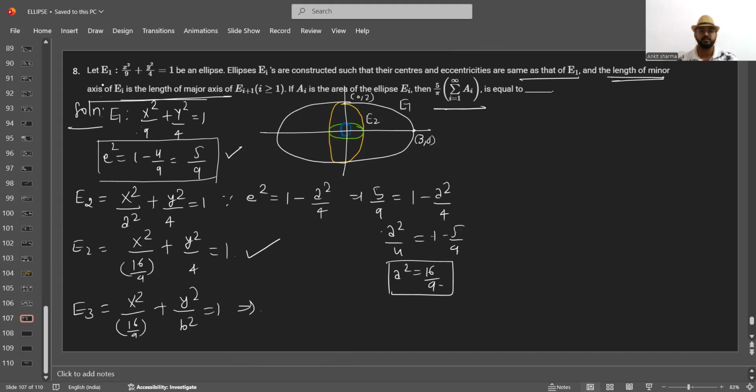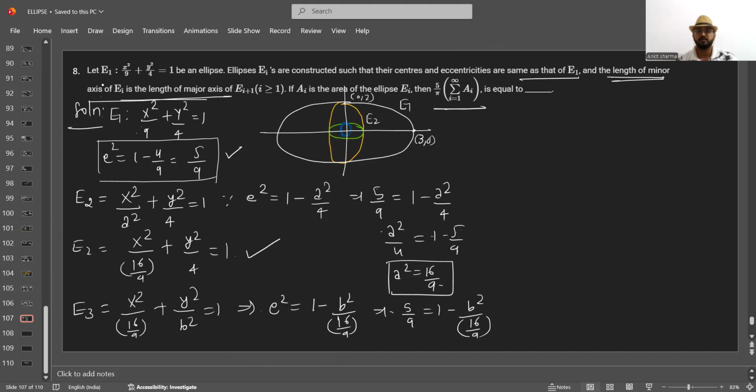Now again, same story, eccentricity is same. So E square is equal to 1 minus, now this ellipse is sitting on the x-axis, that means we have to reduce here B square over 16 by 9. That means I get 5 over 9 is equal to 1 minus B square by 16 over 9.